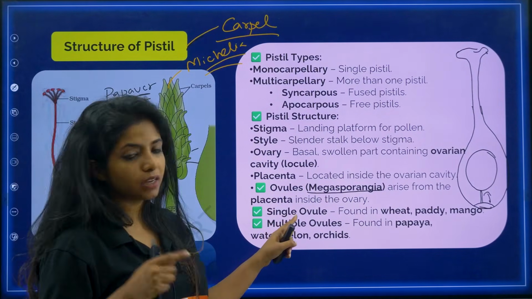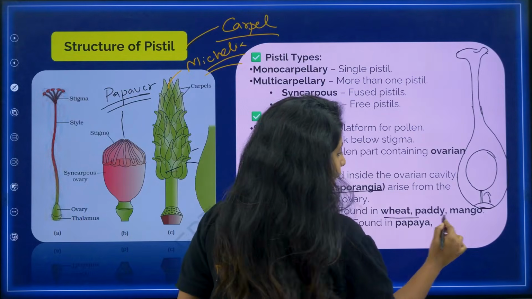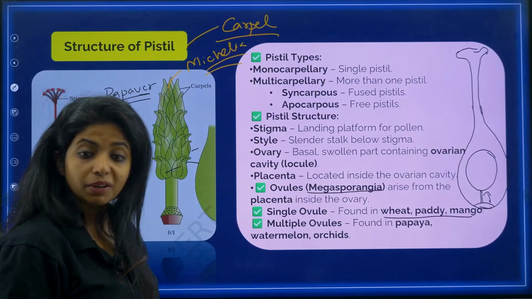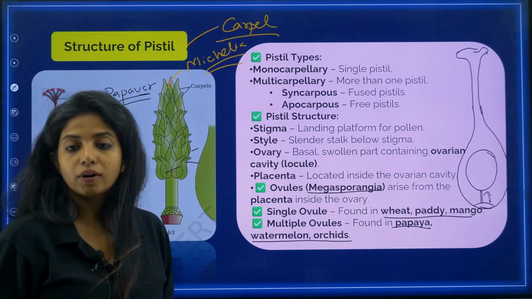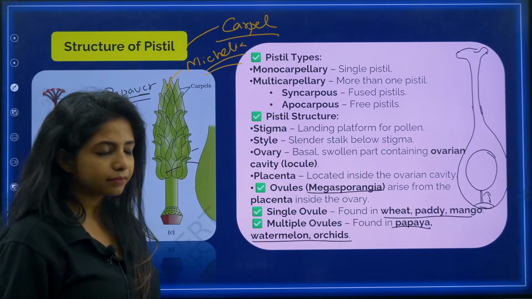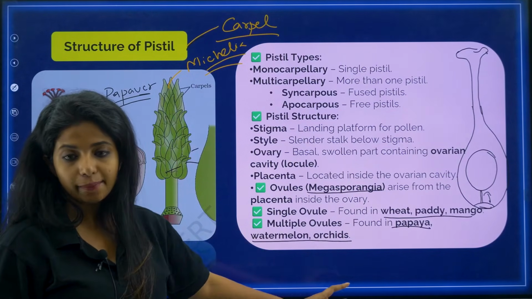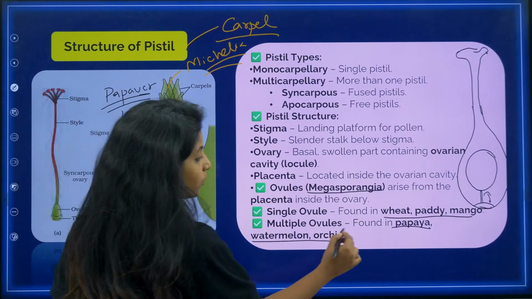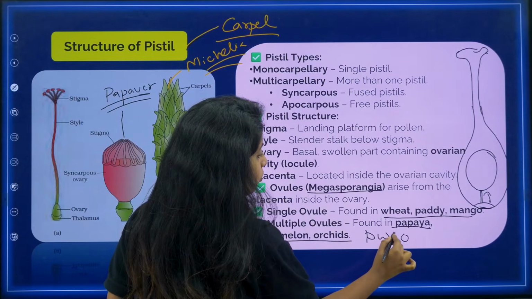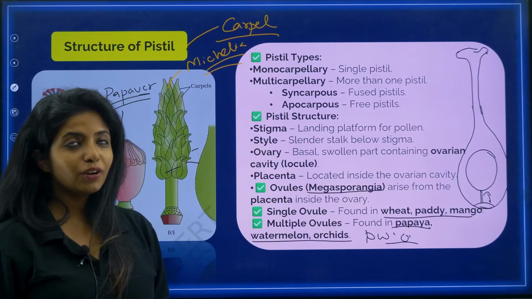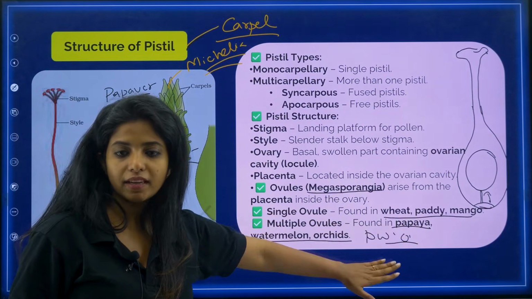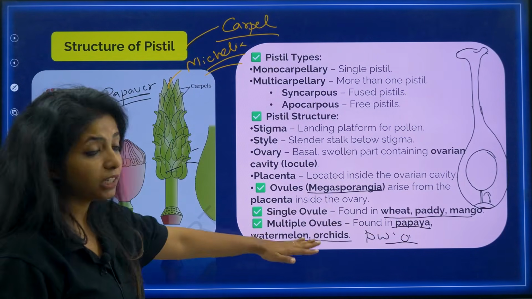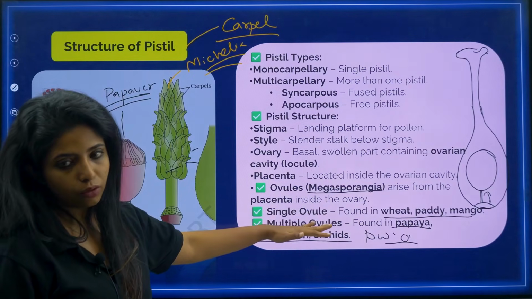Now there will be a single ovule as in wheat, paddy or mango. Or there can be multiple ovules as in papaya, watermelon and orchids. Please remember the examples: papaya, watermelon and orchid. So wheat, paddy and mango have a single ovule, and papaya, watermelon and orchid have multiple ovules.